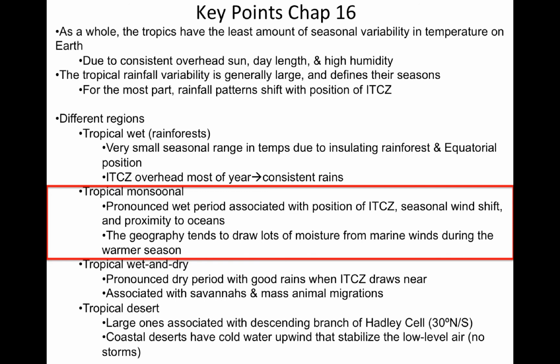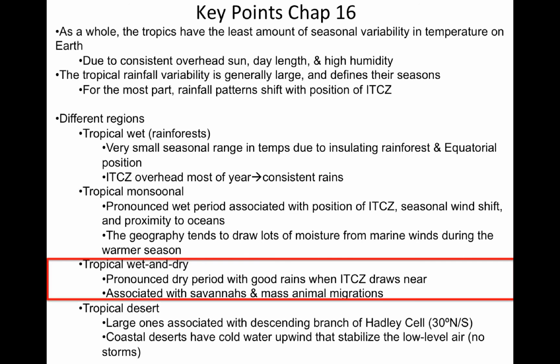The geography tends to draw lots of moisture from the marine winds during that warm season when the monsoon shift happens. Tropical wet and dry has a pronounced dry period with good rains when the ITCZ draws near. These zones are associated with savannas and mass animal migrations. Because the dry period is so long, it can't support life and animals tend to migrate.